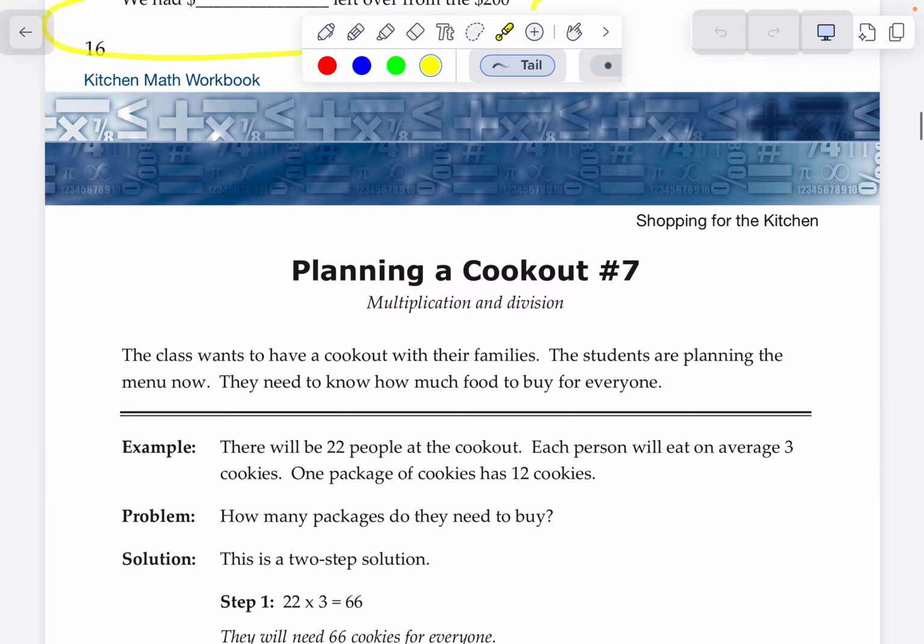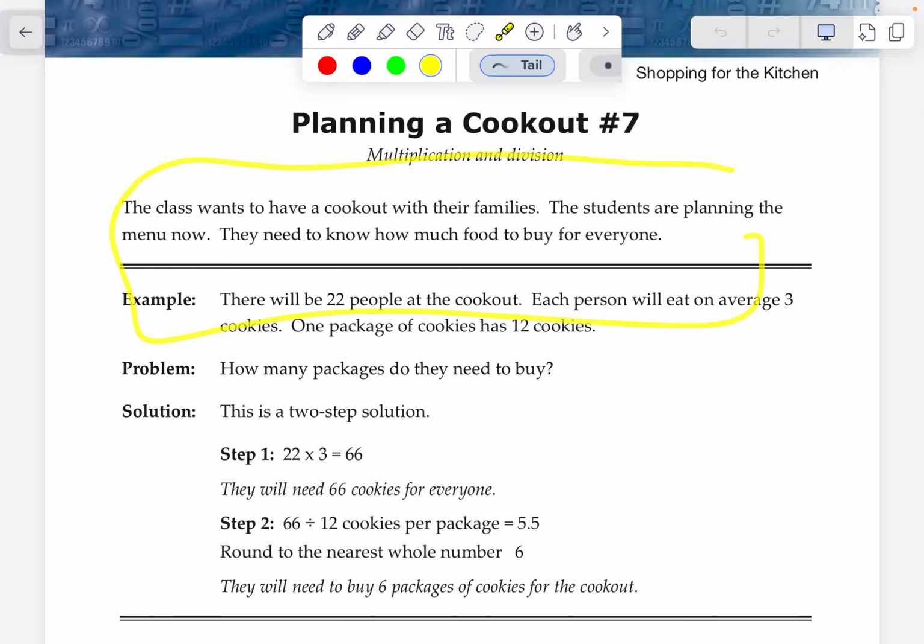Okay, now here's the next one. Let's talk about number 7. On the back of your page, write number 7. Then it says the class wants to have a cookout with their families. The students are planning the menu now. They need to know how much food to buy for everyone. So here's an example. There'll be 22 people at the cookout. Each person will eat on average 3 cookies. One package of cookies has 12 cookies inside, okay? How many packages do they need to buy?